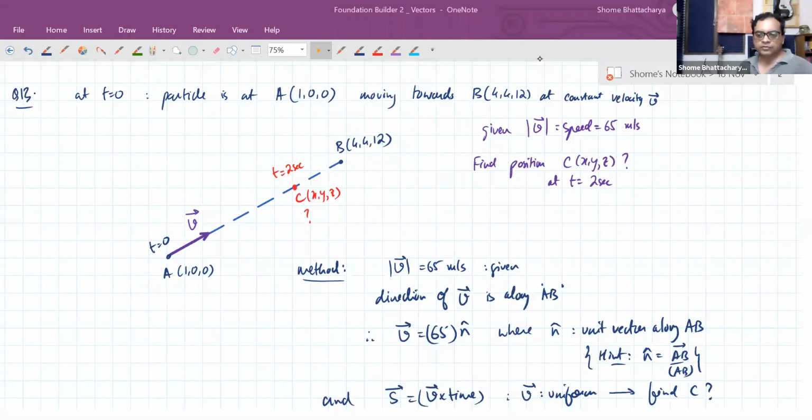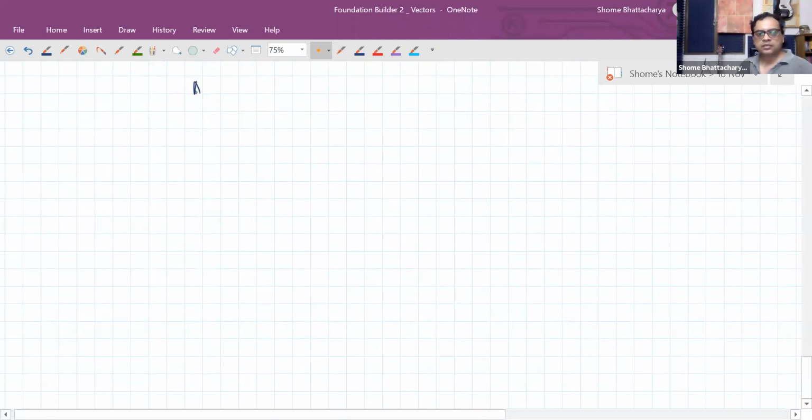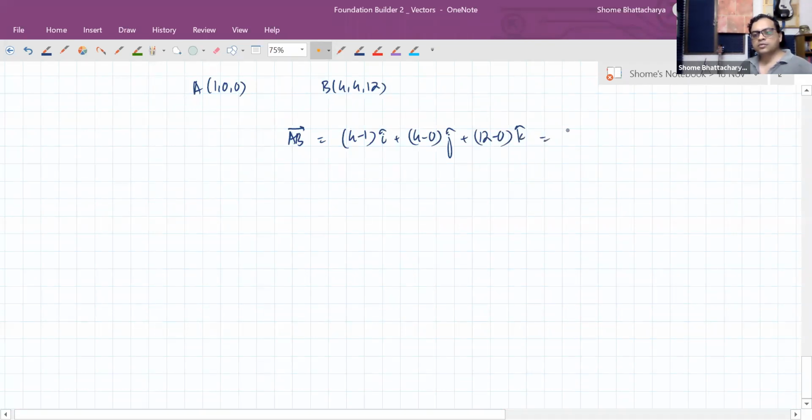Okay, so hope you have figured this out. So see, the first thing we'll have to do is express the vector from A to B. Okay. A was the point 1, 0, 0. B was the point 4, 4, 12. So the vector AB will be (4 minus 1) i cap plus (4 minus 0) j cap plus (12 minus 0) k cap, or 3 i cap plus 4 j cap plus 12 k cap.